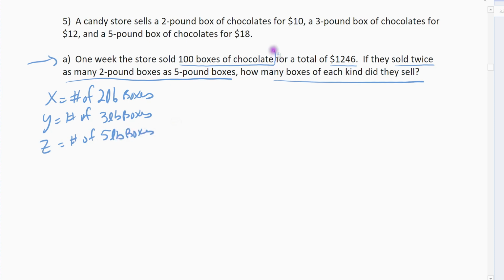So the 3 pieces of information are kind of the ones I've highlighted. The first piece of information I'm going to use is I know they sold a total of 100 boxes, right? Some of them were 2 pounds, some of them were 3 pounds, some of them were 5 pounds. And so if I add them up, X, Y, Z, they have to add up to 100 boxes total.